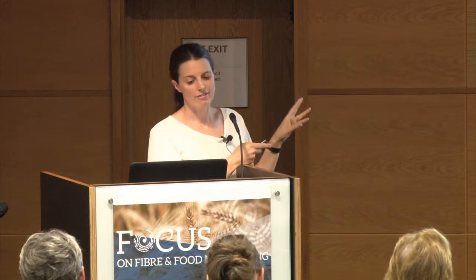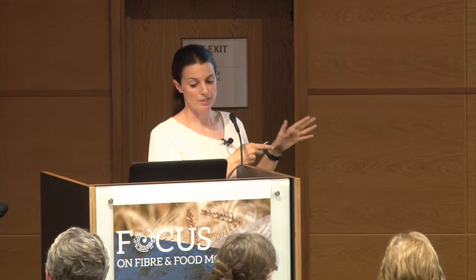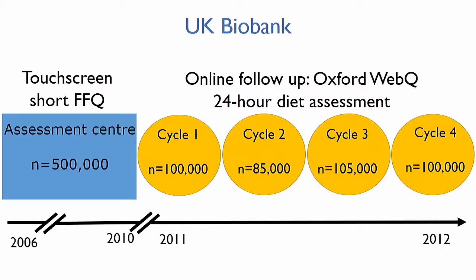Then about a year after recruitment finished, every participant who left a valid email address was emailed up to 4 times over the course of a year an invitation to complete the Oxford WebQ, which is a 24-hour dietary assessment. So this is the numbers of people who did it in each cycle. So around 100,000, although slightly less than the second cycle. And this was to try to get an idea of a bit of seasonal variation.